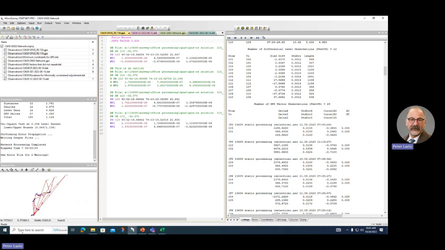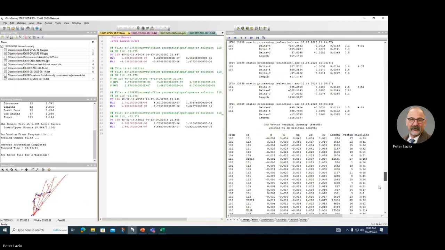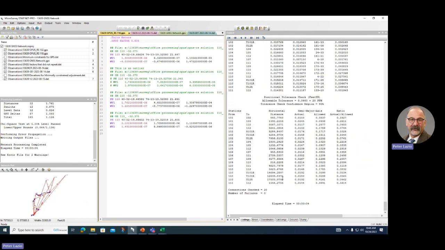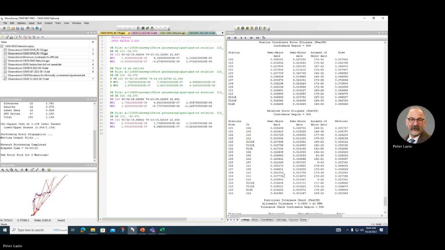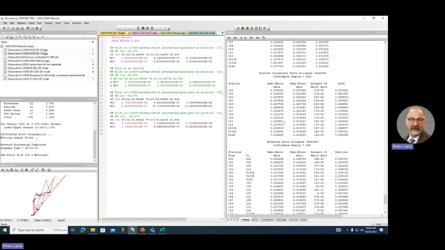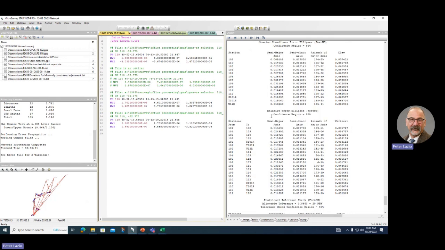I do have a question about the listing file real quick. Can you go to the bottom of the listing file, like the second to last section? I forget what it is, but it's the relative area ellipses. Isn't that the one right there? Yeah.